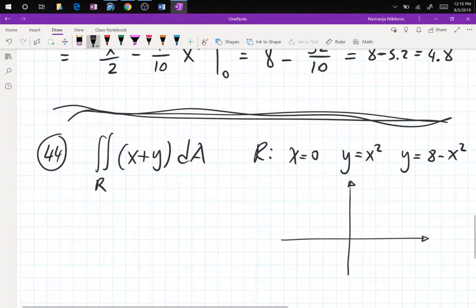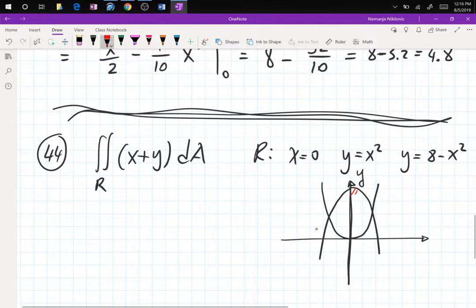We have, well, x equals 0 is the y-axis. Then we have x squared, that's a parabola that opens up. Then we have 8 minus x squared, it's a parabola that opens down. And x equals 0. So, it seems that we are bounded on one of the two sides.